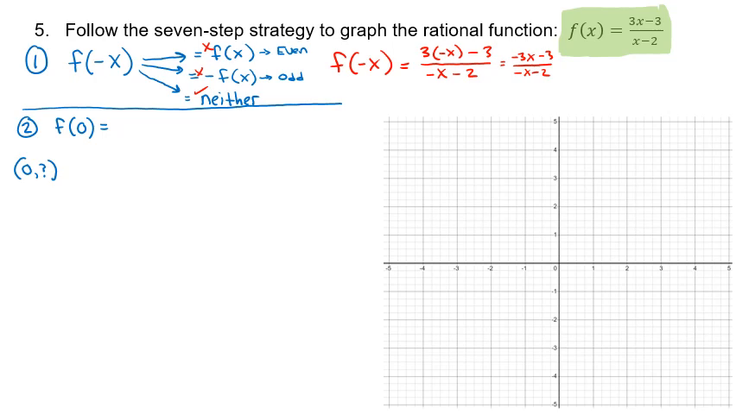So f of 0, that would be, instead of 3 times x, 3 times 0 minus 3. And on the bottom, instead of x minus 2, we've got 0 minus 2. Okay, that's negative 3 over negative 2. The negatives cancel, and we get 3 over 2. Okay, so that means the point 0, comma, 3 over 2 is on the graph.